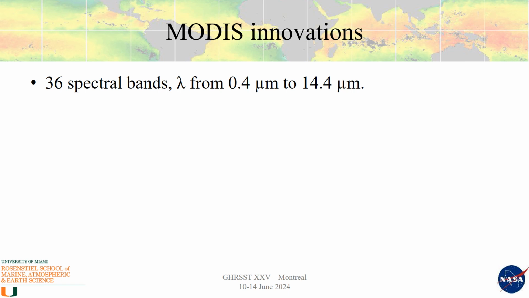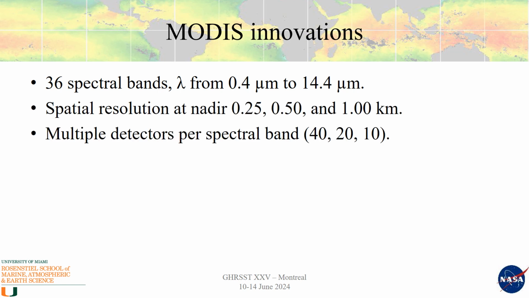There are 36 spectral bands covering a very wide spectral interval in MODIS from the blue into the infrared, and these had differing spatial resolutions at nadir, with 2 visible bands having 250 meter resolution, others having 500 meter resolutions, but the majority at nadir had a 1 kilometer resolution. And there were multiple detectors per spectral band, 40 detectors in the high resolution band going through to 10 detectors at the 1 kilometer resolution bands.